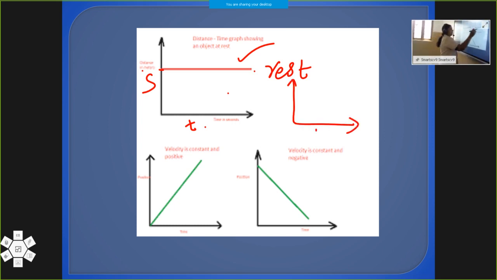If you have a distance time graph like this, is it possible, children? Time is not changing. It is not possible. So this graph is not correct. Time is not changing, but distance is changing. That is not possible. So here you have a straight line parallel to the time axis that you have to check. Then the object is at rest.